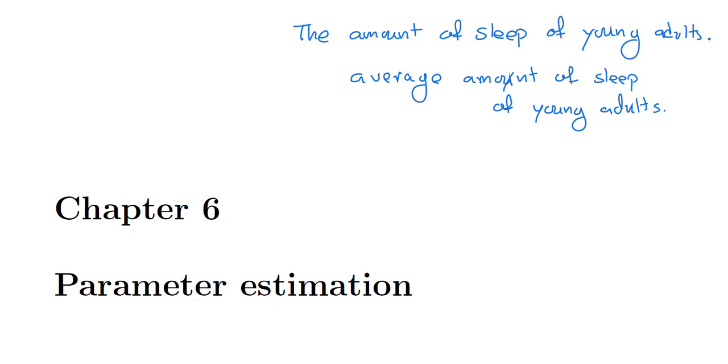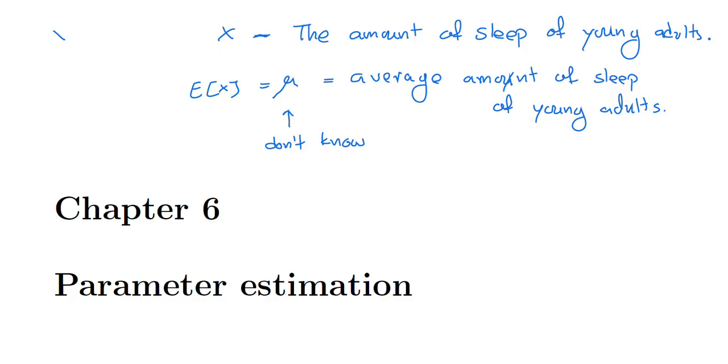So this might be a useful quantity to make a decision about. Average amount of sleep of young adults. Okay, we know that we have millions of young adults in this world, and I don't actually know this. Let's call it the mean mu. Let's say X represents the amount of sleep of young adults. So its average value, the expected value, is mu, and we don't know this. What can we do about it?